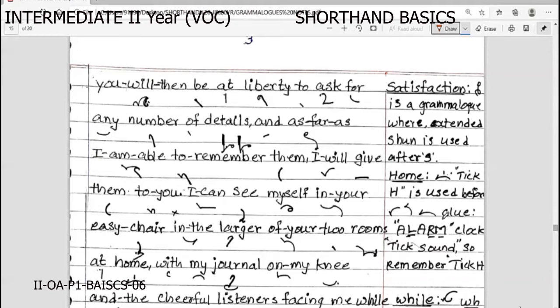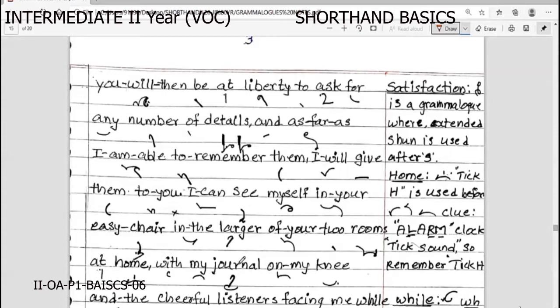What sound does an alarm clock make? Alarm clock makes a sound of tick tick. So just remember a small clue that tick form of H you are going to write before the consonants L, R and M. Okay. So here it's very conveniently you are going to write tick form of H to M. LRM. Okay, so home, tick H to M. With left semicircle, you're going to write above the line. My, M above the line. And I diphthong because my is not a grammalogue. Myself is a grammalogue. My is not grammalogue. Me is a grammalogue.